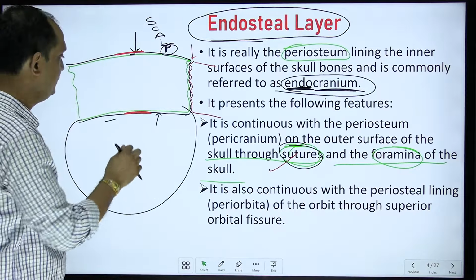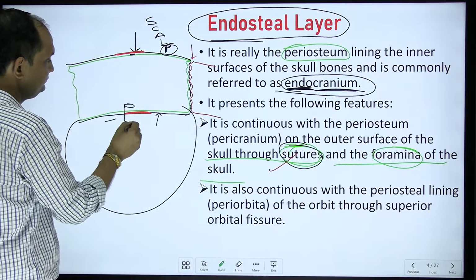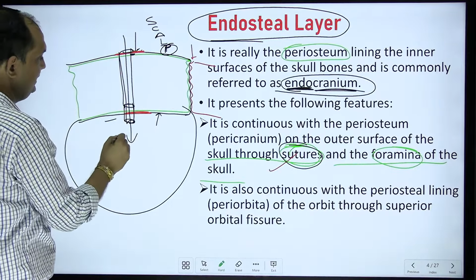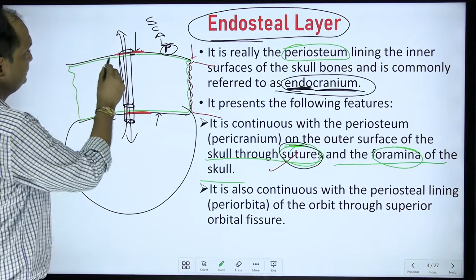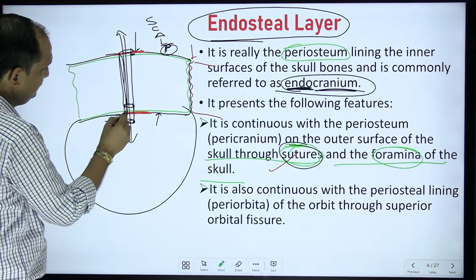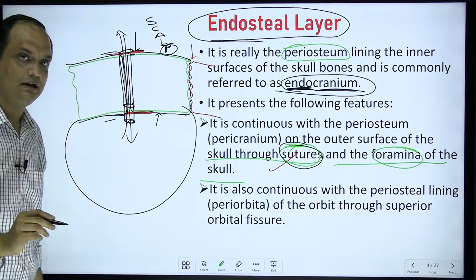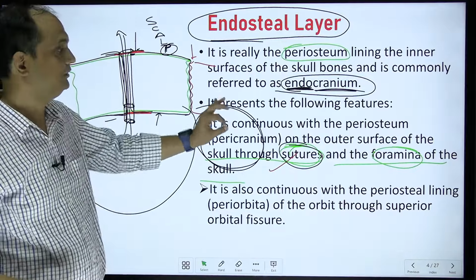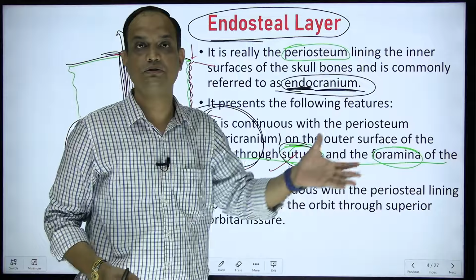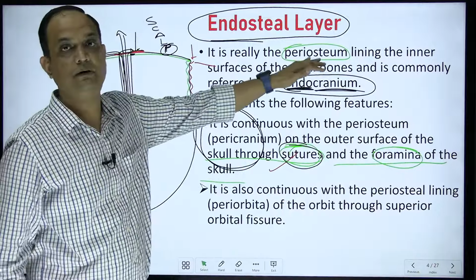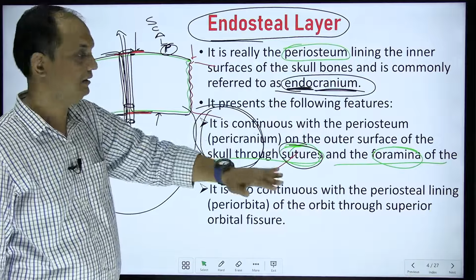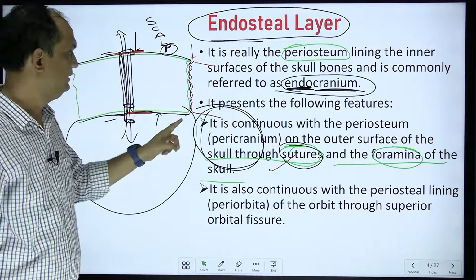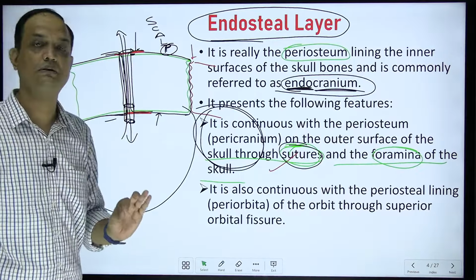Apart from that, suppose there is a foramen present in this bone. Now this foramen, which is allowing any structure to go inside the cranial cavity or come out of the cranial cavity, through this foramen, this periosteum will go and continue with the endosteal layer. Clear? So this is a very commonly asked concept in multiple choice questions, that which of the following is true or false about the endosteal dura. So endosteal dura is nothing but a periosteum which lies on the inner side of the cranial cavity, and this endosteal layer continues with the outer pericranium at two places. One is at the suture line, second through the foramen of the skull bone.